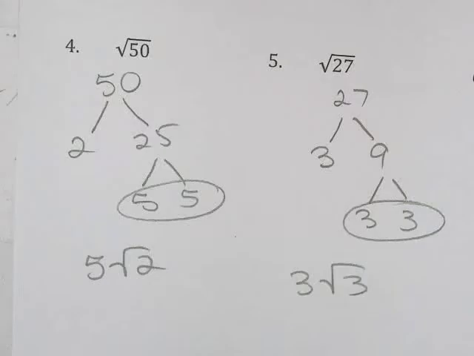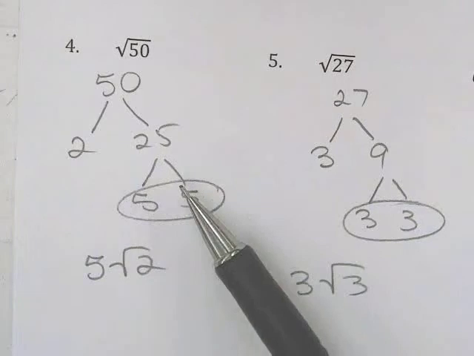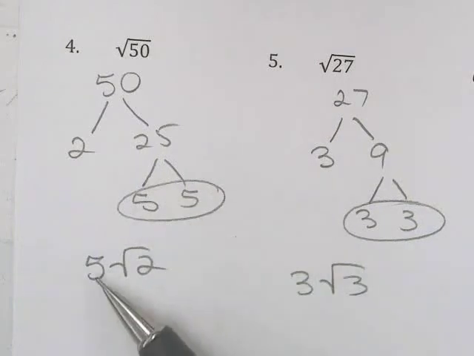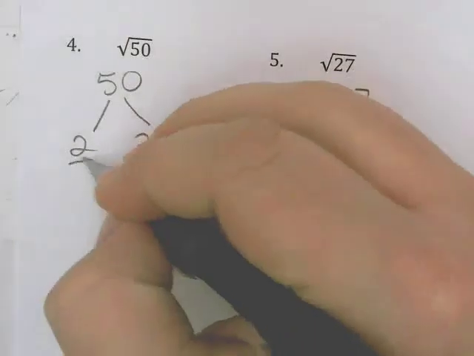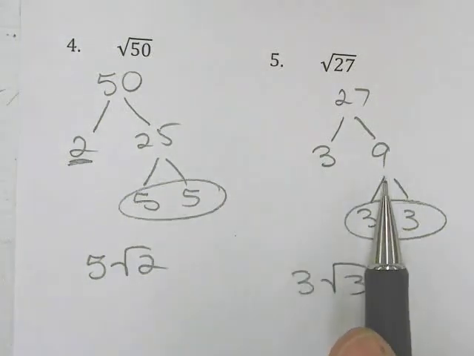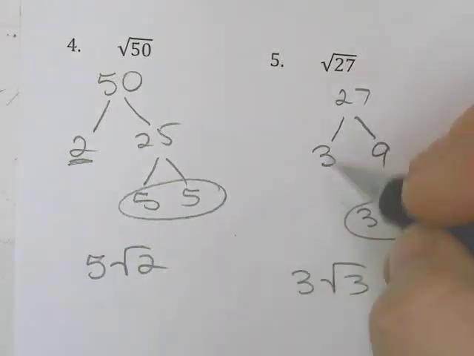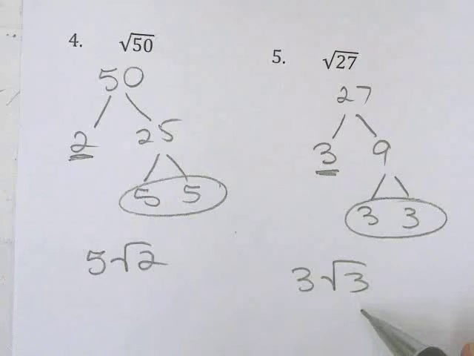Okay, so if you look at the first one on the left, 50 is 2 times 25, which is 5 times 5. I had one pair of 5s, so it came outside, and I had a 2 left, so it stayed underneath. For number 5, 27 is 3 times 9. 9 can be broken down again to 3 times 3. I had one pair of 3s, so a 3 came out. I had a 3 left over that wasn't paired up, so it stays underneath.